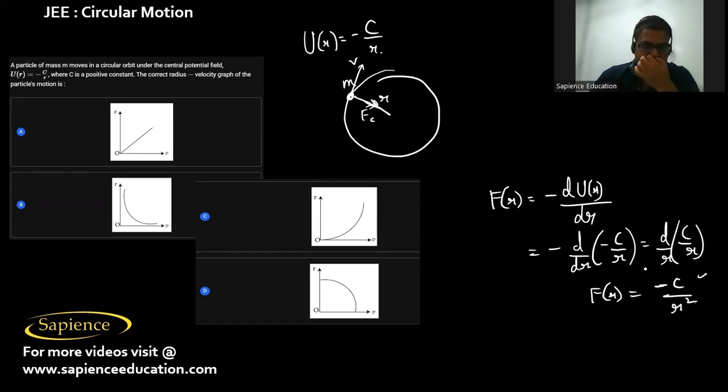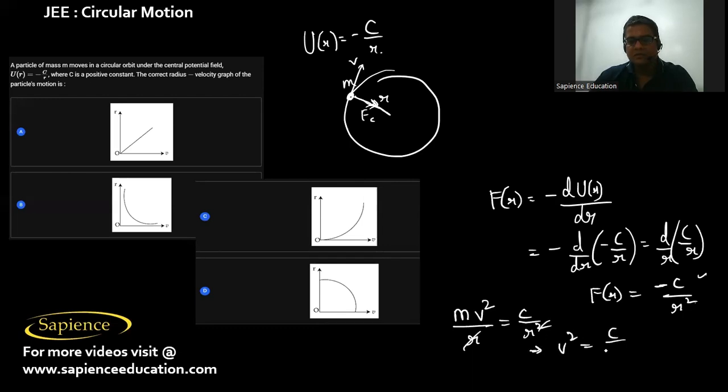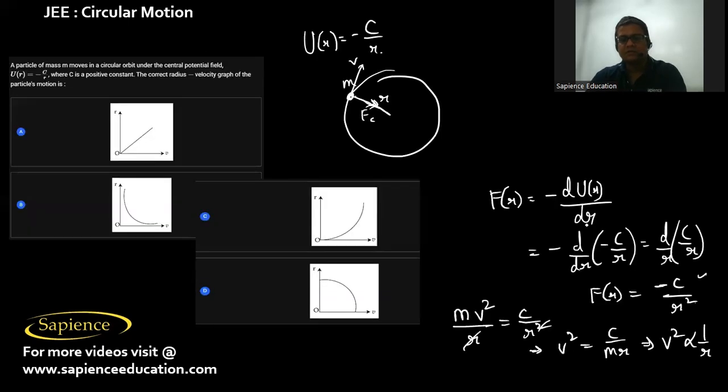centripetal force. Okay, so therefore now velocity is v, so the centripetal force, that is mv square by r, is equal to c by r square. So r and r will cancel, so therefore I can say v square is equal to c by m r. So now c by m is constant, so v square is proportional to 1 by r. So r versus v graph we want. So r is proportional to 1 by v square.